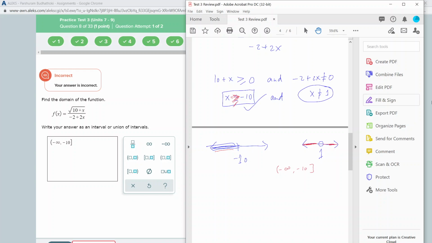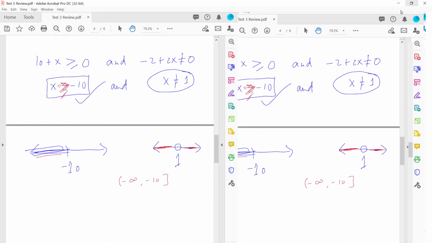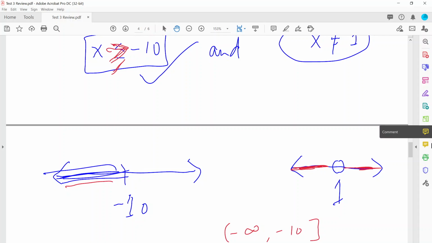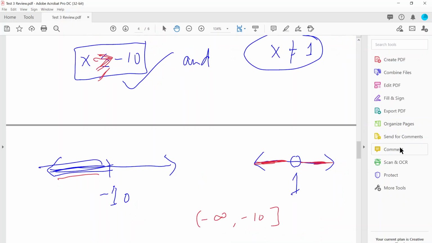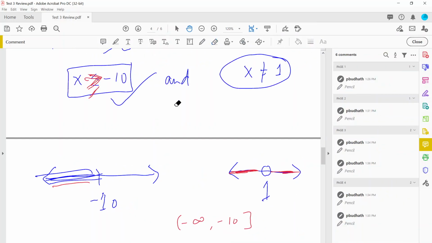Instead of graphing less than negative 10, it should be greater than negative 10. My bad. This part should be greater than negative 10. While solving the inequality, you have to pay attention here.